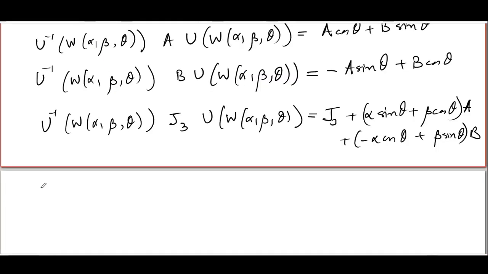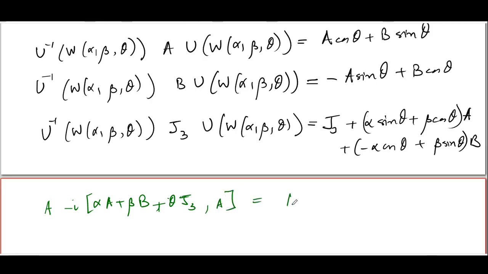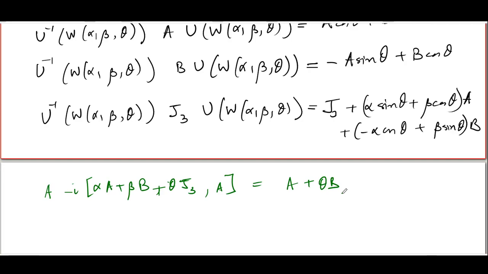Let us now consider the special case where the parameters alpha, beta and theta are themselves infinitesimal. And what I'm going to do is omit some steps which are pretty straightforward and should be familiar if you have seen the Poincaré algebra videos, and write down the result directly. For example, the first expression out here simply becomes, for infinitesimal alpha, beta and theta, A minus I times alpha A plus beta B plus theta J3's commutator with A is simply A plus theta B. Of course, all I've done is replaced theta by infinitesimal parameter and kept only up to the first order. That is, sine theta is just theta. And cos theta is, of course, 1 at that level.